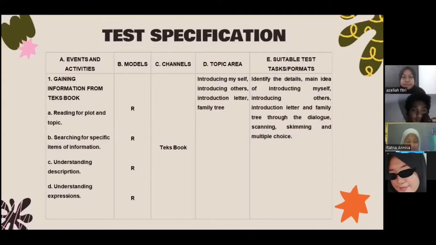Next, we talk about table test specification: events and activities. The first is gaining information from textbooks. A, reading for plot and topic. B, searching for specific items of information. C, understanding description. And the last one, understanding expression. The model is reading.